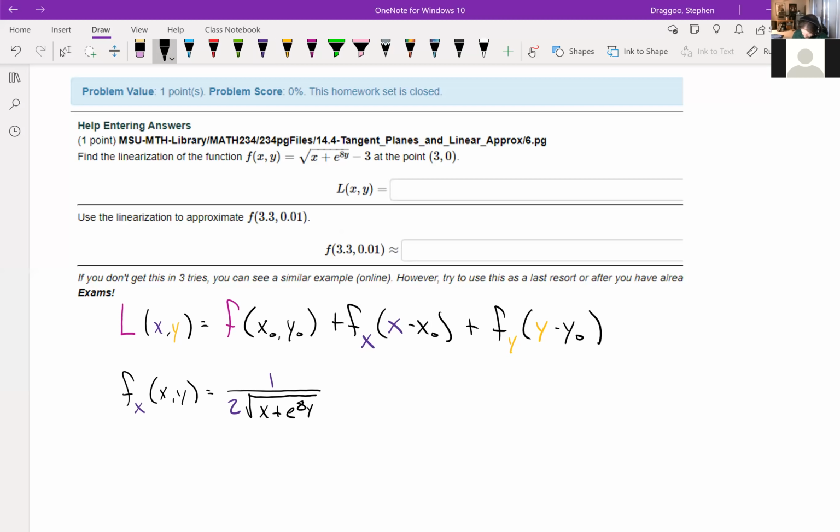I'll do the same thing for the y partial. F partial y of an arbitrary xy value. Again, same thing: 1/2, reduce the power by 1, so negative 1/2, x plus e to the 8y. Right, derivative of the square root is 1/2 times the square root, whatever. But this time I need the derivative of e to the 8y, which is e to the 8y times 8.